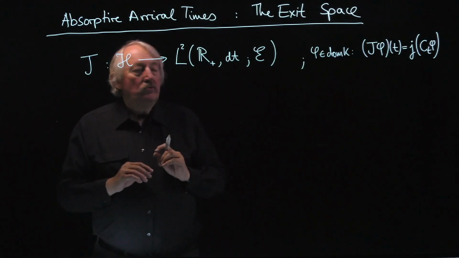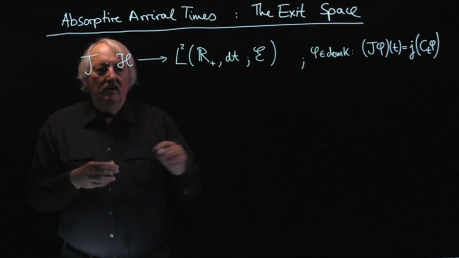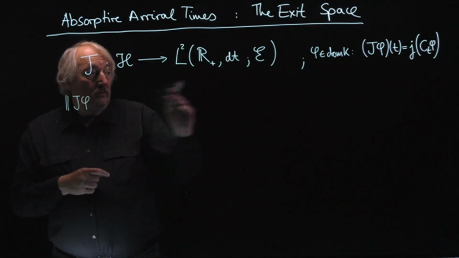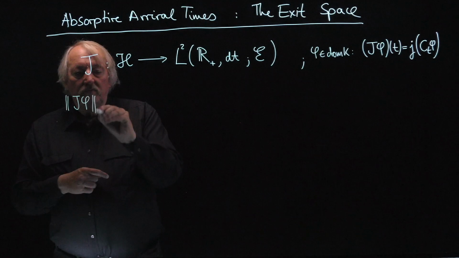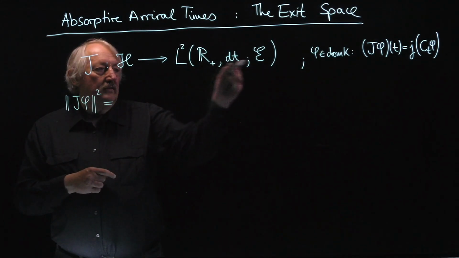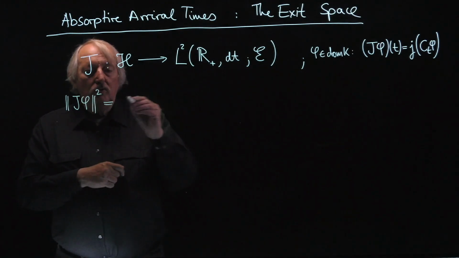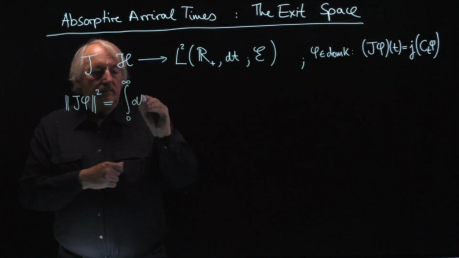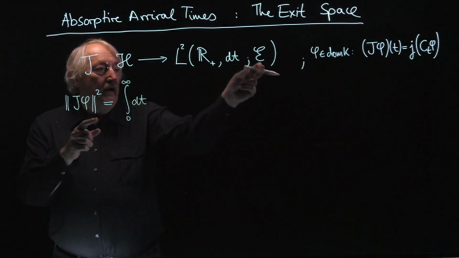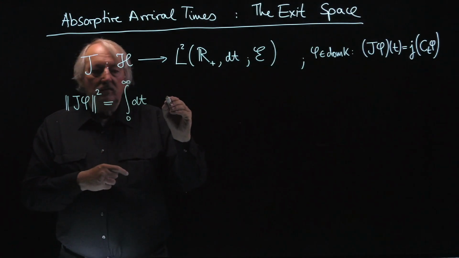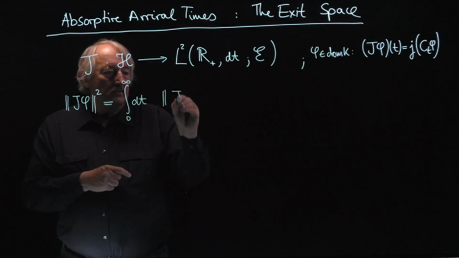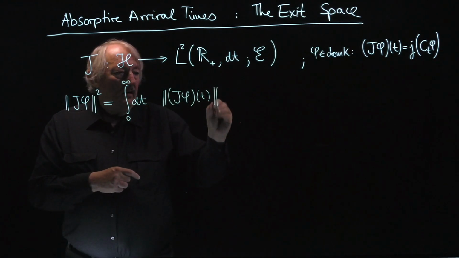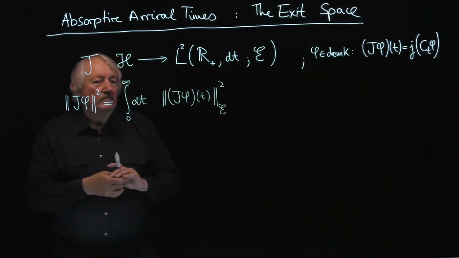But let's compute the norm square of this, so you can also see how this kind of space works. So the norm of J phi, and for that we start with the norm square of this. What is that? In this Hilbert space, the definition of the norm is just the integral from 0 to infinity dt of the norm square of the value of the function at that time t. So that is the norm of J phi, which is a function of t. We take that and take the norm squared in this space E.